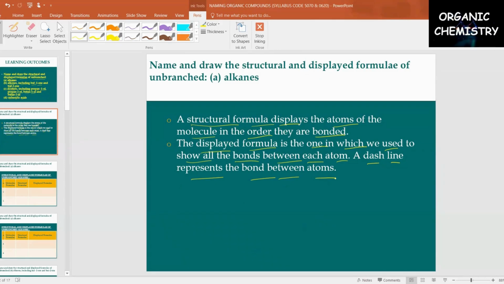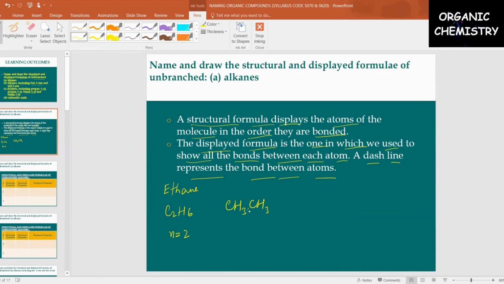I'm going to give you some examples here. Let's take the example of ethane. This is the second member of alkanes. The molecular formula of ethane is C2H6. Here the value of n is 2. So the structural formula of ethane will be like this: CH3, CH3. You can place a dot in between these two. If you don't want to put a dot, no problem.